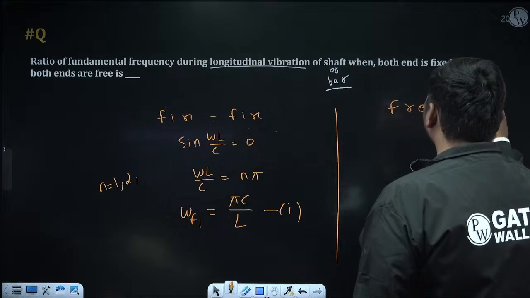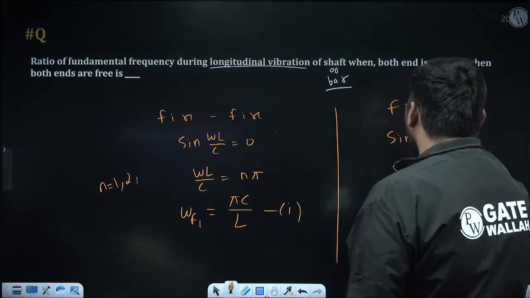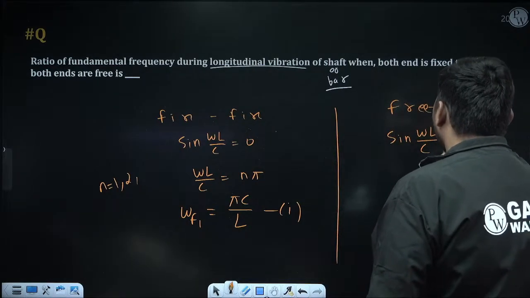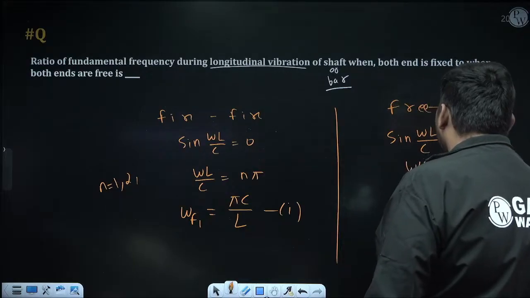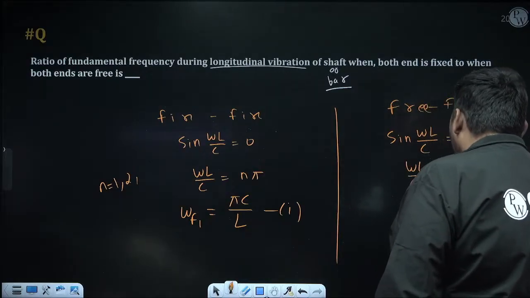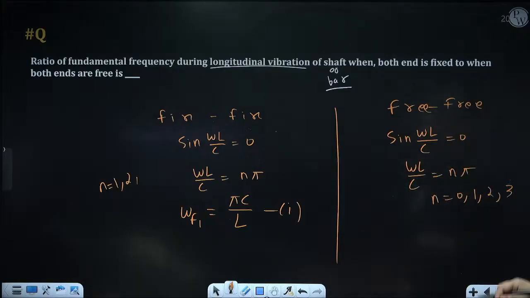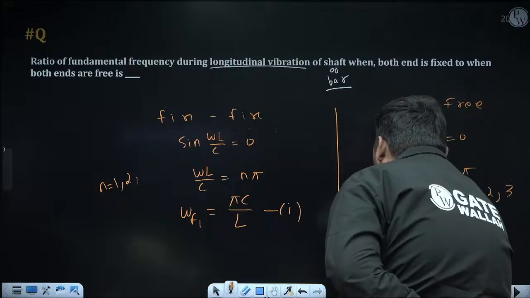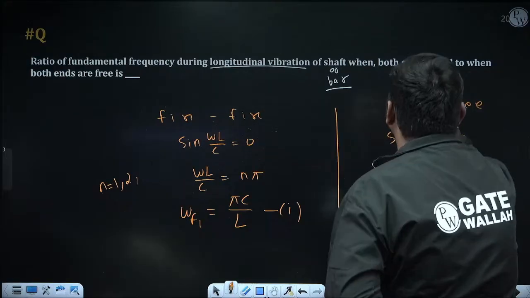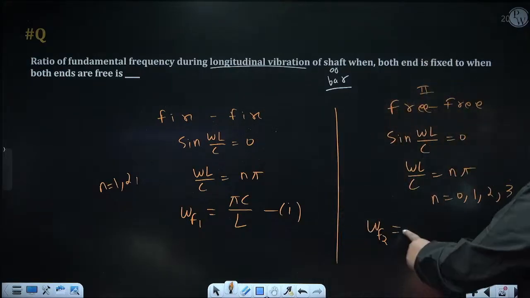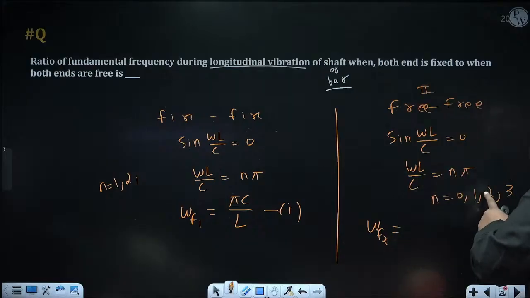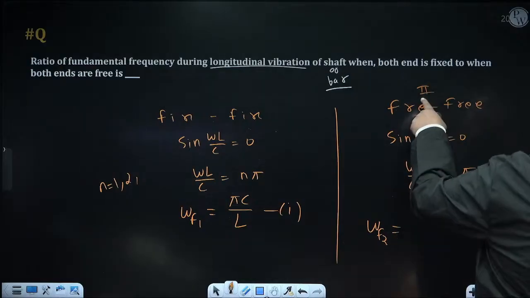In fixed-free also, the frequency equation is again in terms of sine, so omega L by C will again be n pi, but here n is starting from 0. But the examiner is not asking for the frequency by putting n equal to 0. The examiner is saying calculate the frequency of the fundamental. Suppose this case is case 2. Here 2 is not representing the frequency I am getting by putting n equal to 2, no. 2 is for case 2.